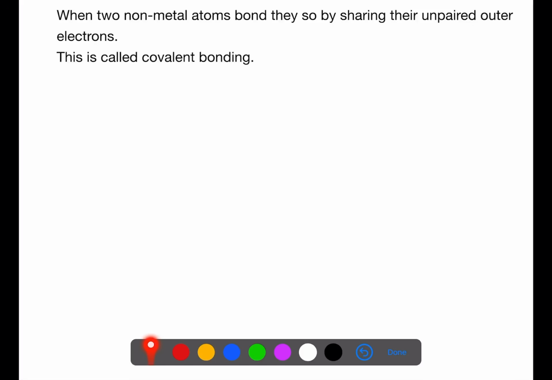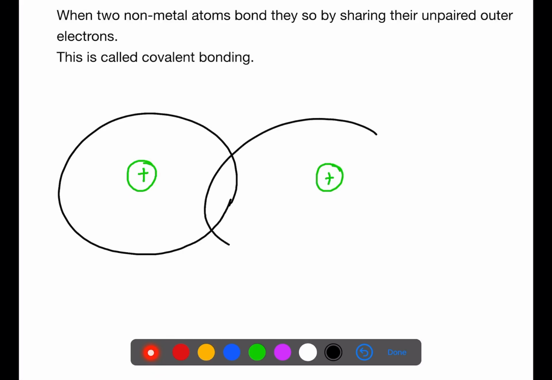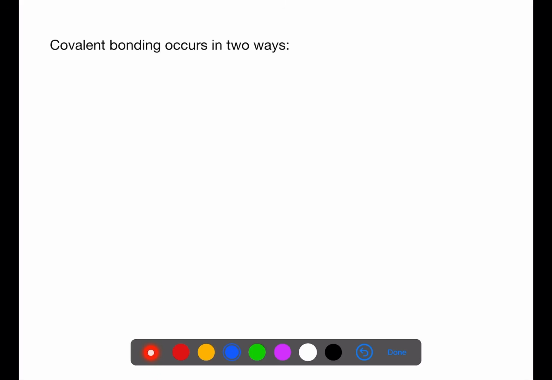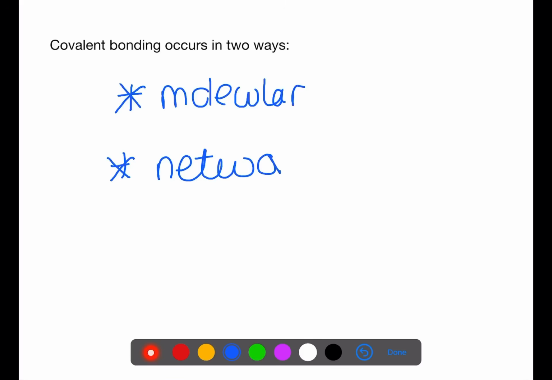When 2 non-metal atoms bond, they do so by sharing their unpaired outer electrons. This is called covalent bonding. Each nucleus is attracted to the shared pair of electrons between it. This keeps the 2 atoms bonded together. Covalent bonding occurs in 2 ways: molecular and network. Let's look at molecular first.